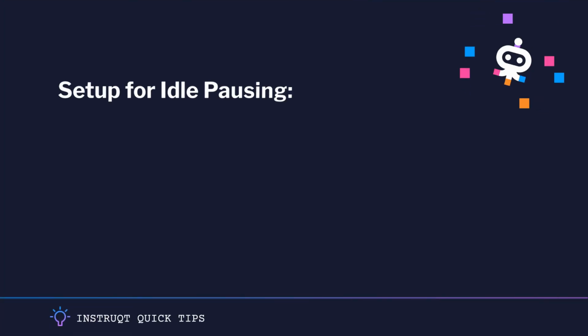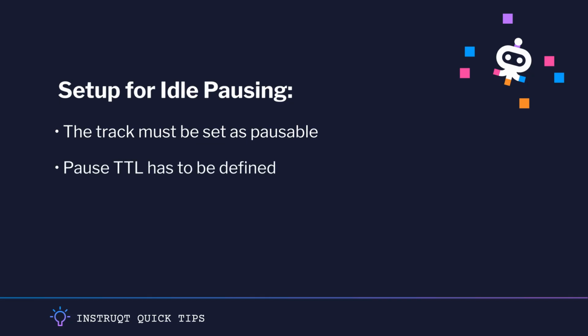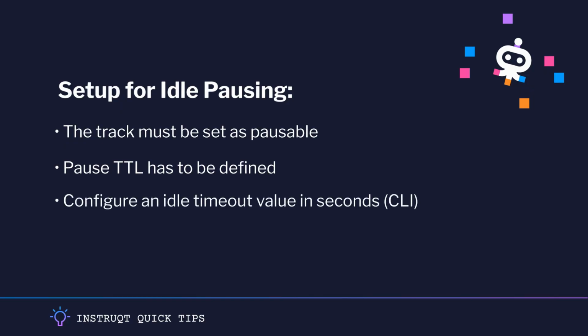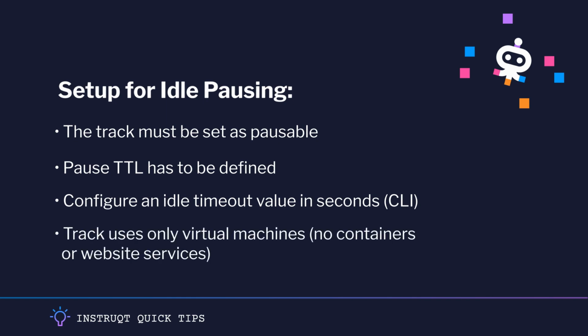For automatic idle pausing to work, a few settings need to be in place. First, the track itself must be set as pausable in the configuration. Next, a pause TTL has to be defined. This sets how long the environment can remain paused, for example, 7 days. You'll also need to configure an idle timeout value in seconds if you are using the CLI. And finally, the track must only use virtual machines, no containers or website services. When all of these requirements are met, the idle service will automatically pause a track instead of stopping it once the idle timeout is reached.